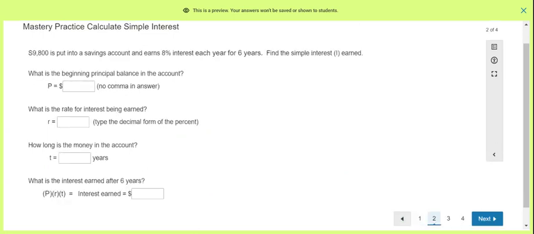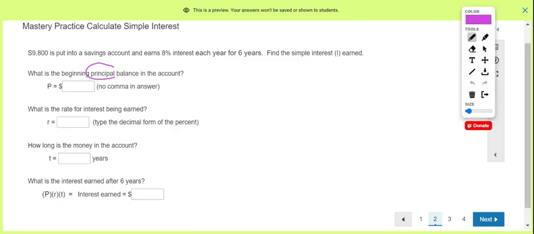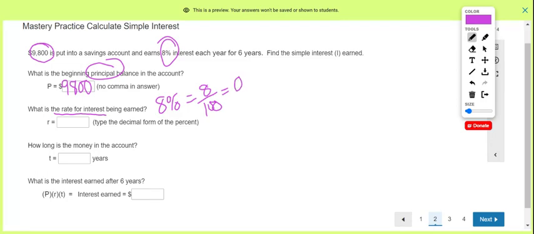So look at example number 2. Example number 2 is focused on what is the beginning balance, the principal. So it's going to be 9,800. And what is the interest? It's 8%. But in order to use this rate, we are going to change it back to a decimal. 8 out of 100 is equal to 8 hundredths, which is equal to 0.08. And the amount of time is 6 years.